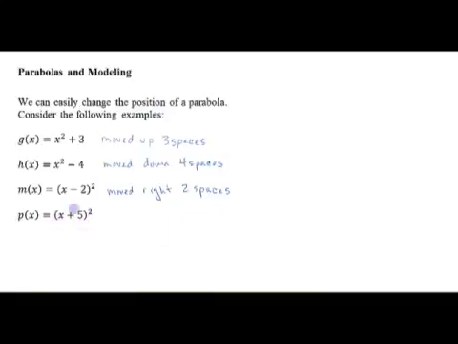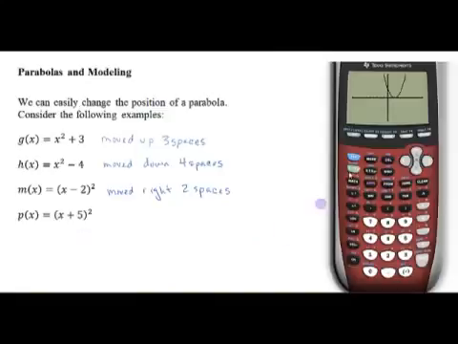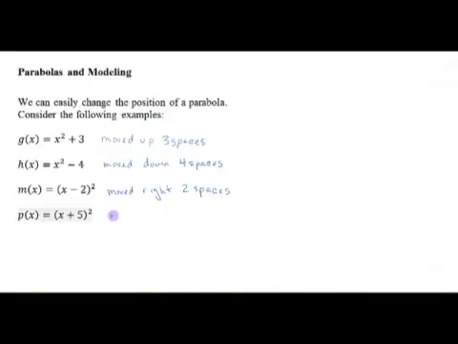And what happens then if we put a +5 inside the parentheses instead of the -2? You can probably guess it's going to shift that left. So when we graph, certainly we can see it's the same parabola, but we moved it to the left. So this is moved to the left 5 spaces.